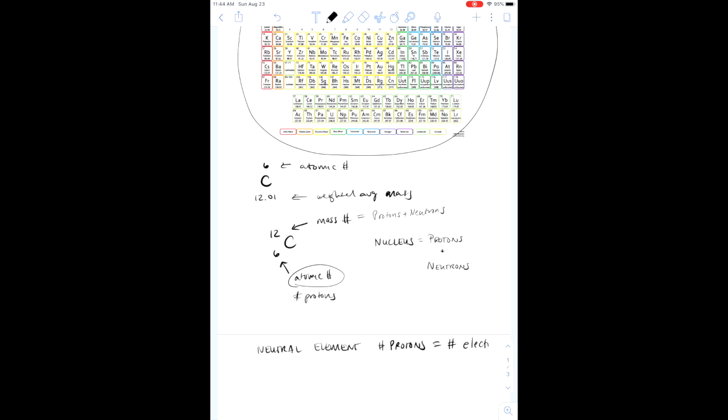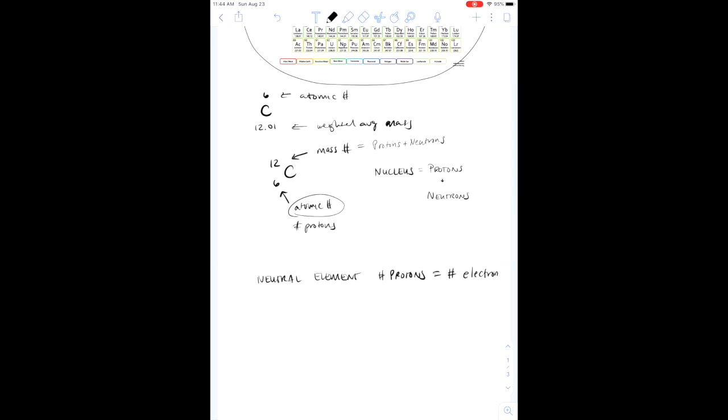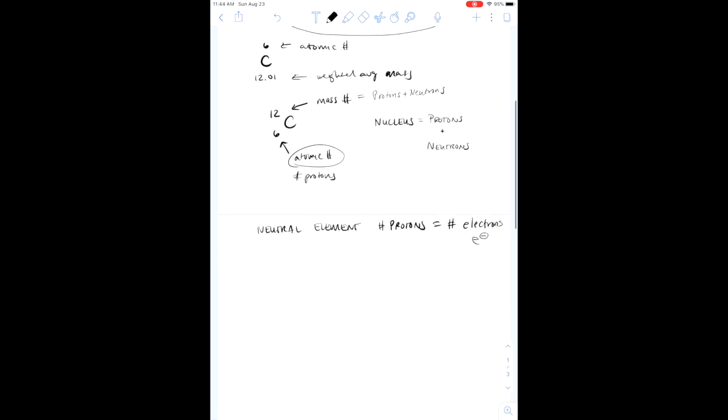But just to go over a couple other things, for neutral elements, the number of protons is equal to the number of electrons, okay? And so this is because the protons are positive and the electrons are negative, right? We have to balance out charge, which makes it neutral. And all elemental things are going to be neutral.